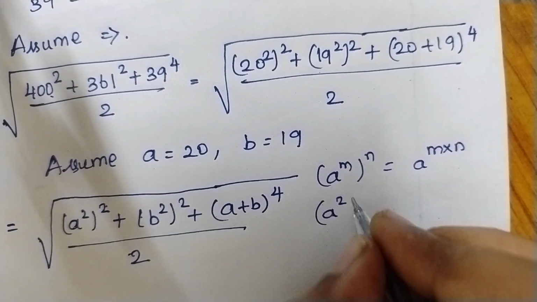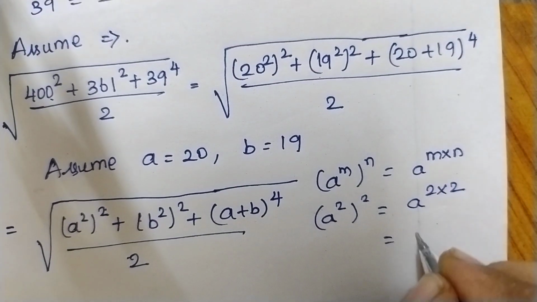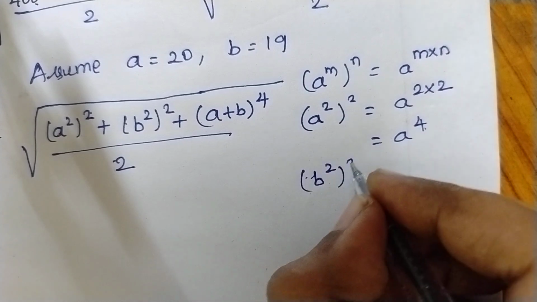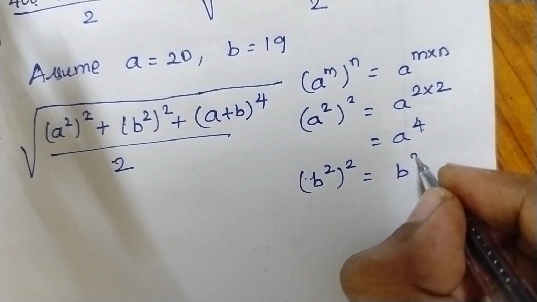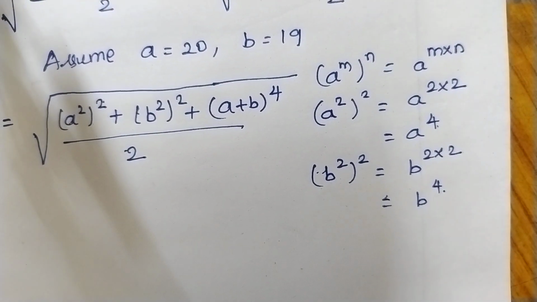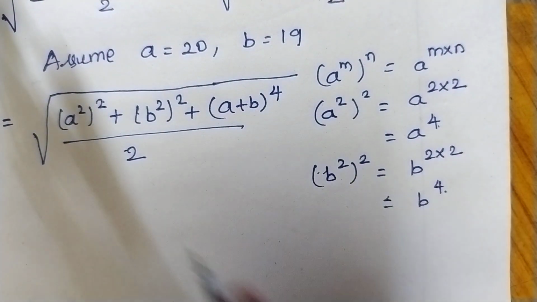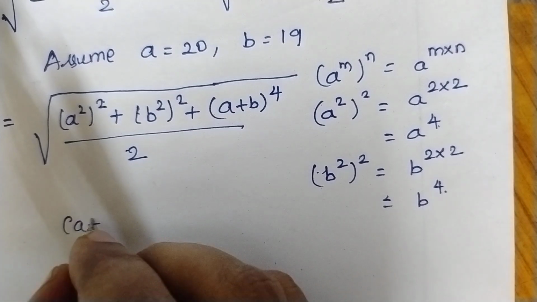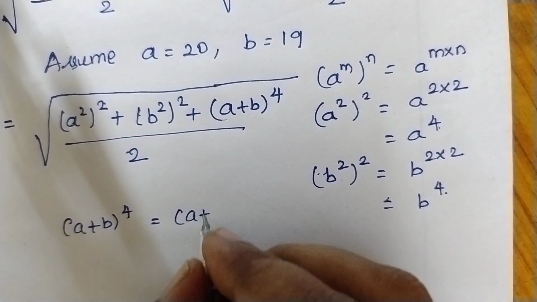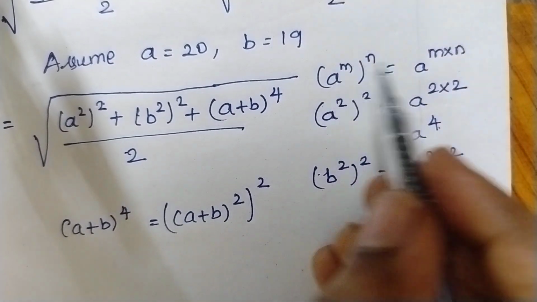A square the whole square can also be written as A power 2 into 2, which is equal to A power 4. Similarly, B square the whole square is B power 2 into 2, which is equal to B power 4. Similarly, we need to find the equivalent for A plus B whole power 4. So I am going to take A plus B whole power 4. This can also be written as A plus B the whole square, based on this formula.